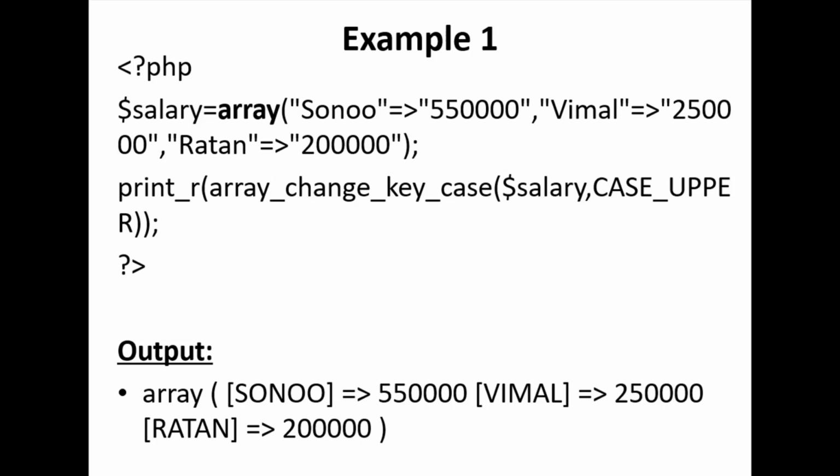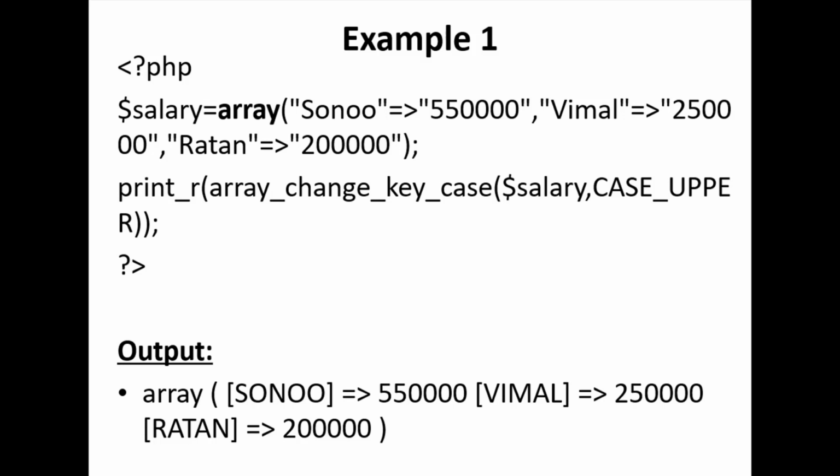For example, we have $salary equals array, and in double quotes, Sono employs 5,50,000, Vimel that is 2,50,000, and Ratan 2 lakhs. Then print_r, array_change_key_case, $salary, comma, CASE_UPPER. So as you are able to see, Sono, Vimel, Ratan, these are the keys. These all appear in capitals because we have used CASE_UPPER.